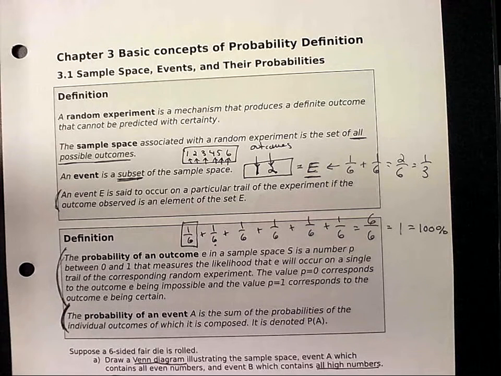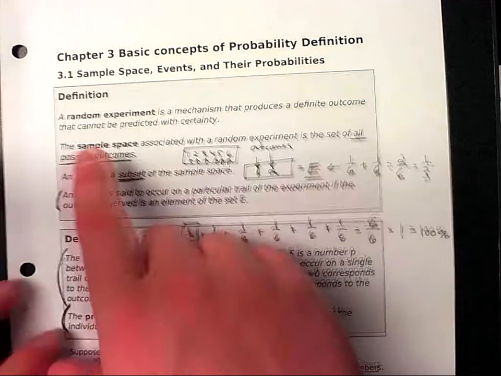Sample space had to include all possible outcomes of your experiment. So like if we rolled a die, then our sample space was the numbers 1, 2, 3, 4, 5, and 6, because those are all possible outcomes. If we flip a coin, it's going to be heads and tails. That's going to be our sample space.